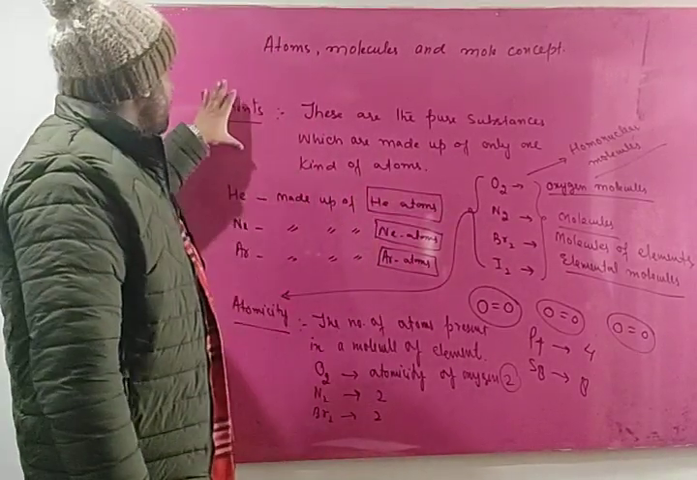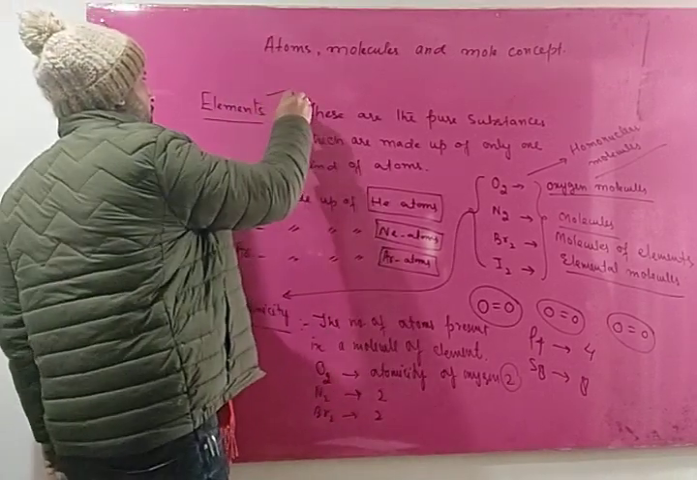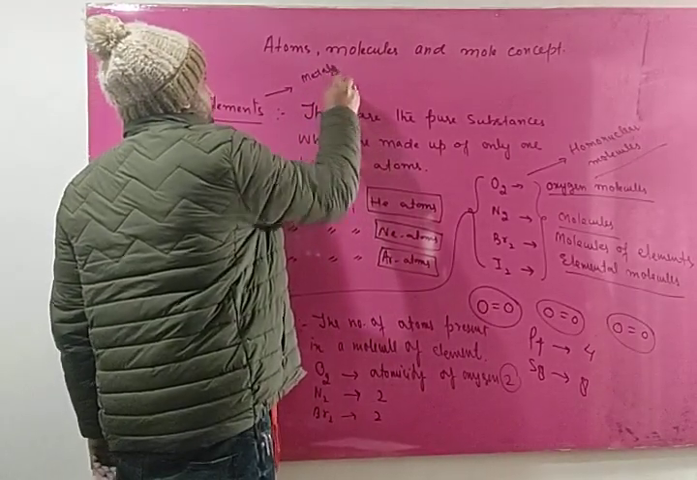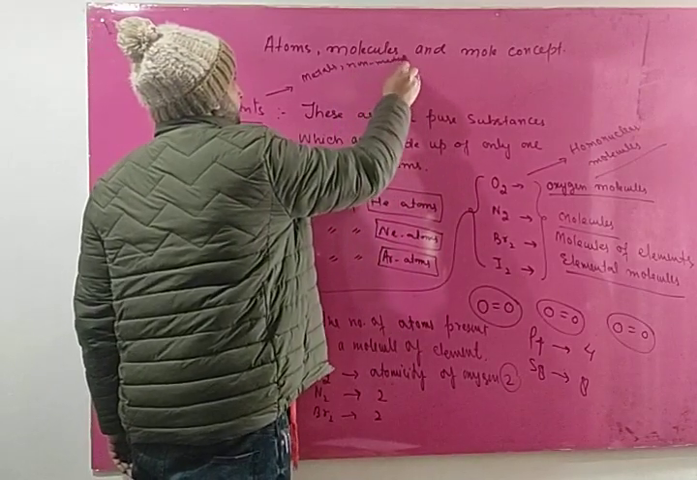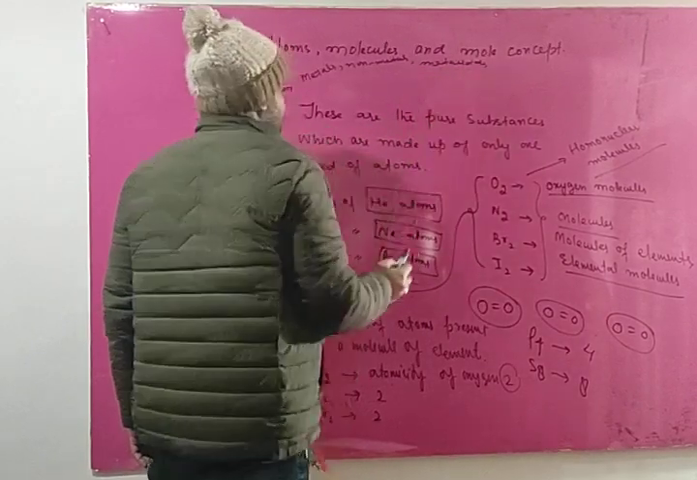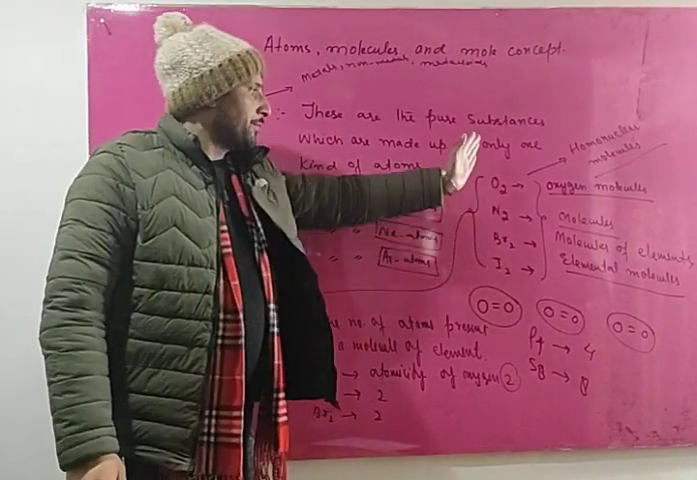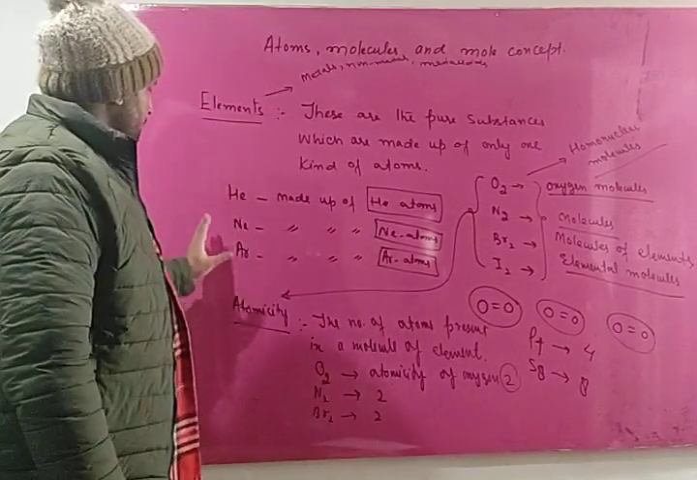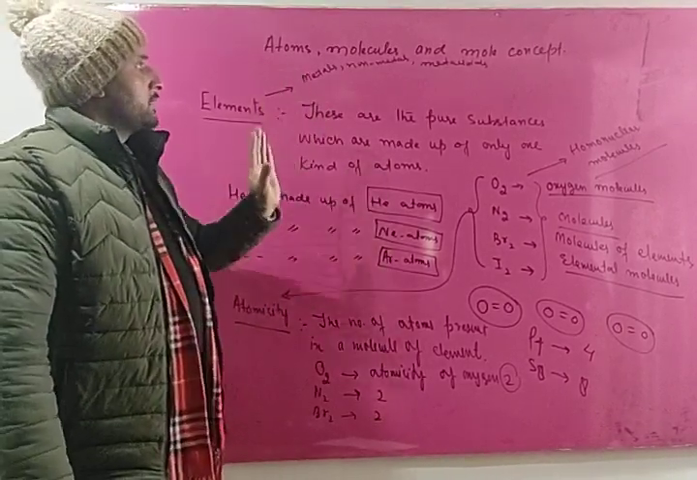So, we know that we have 3 types of elements, right? Pure substances made up of only one kind of atoms. We have metals that we studied in lower classes, we have non-metals, and we have metalloids. Most of the non-metals like oxygen, nitrogen, bromine, iodine exist in the molecular form, right? Some non-metals like noble gases exist in the atomic form. Okay, so what about the metals and metalloids?